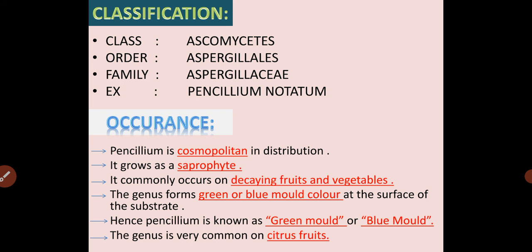It grows as a saprophyte, that is, the mode of nutrition in Penicillium depends on dead and decaying organic matter. It commonly occurs on decaying fruits and vegetables. The genus forms the green or blue mold color at the surface of the substrate. Hence, Penicillium is known as green mold or blue mold. The genus is very common on citrus fruit.